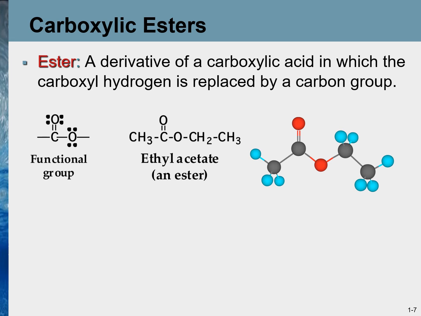A carboxylic ester, commonly referred to as an ester, is a derivative of carboxylic acid in which the hydrogen of the carboxylic group is replaced by a carbon containing group. The ester functional group is represented by COO or this way. An example of an ester is ethyl acetate as shown here.